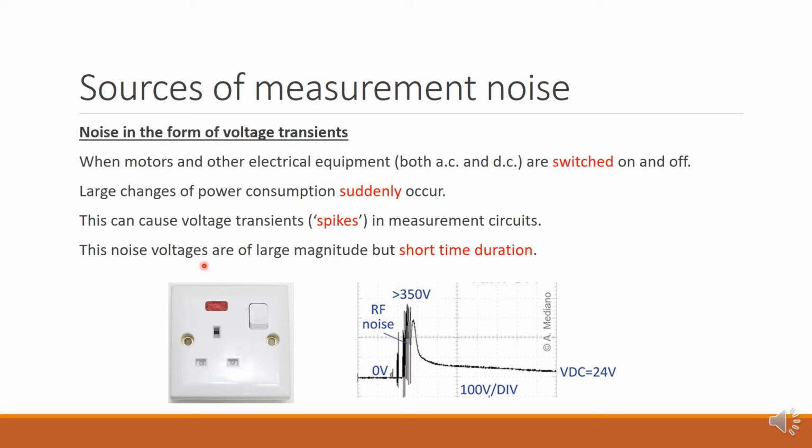So this noise voltage is of large magnitude, but very short in time duration. It only happens for less than a second or one second. But it has a large voltage disturbance in your signals. So this noise we call voltage transient.